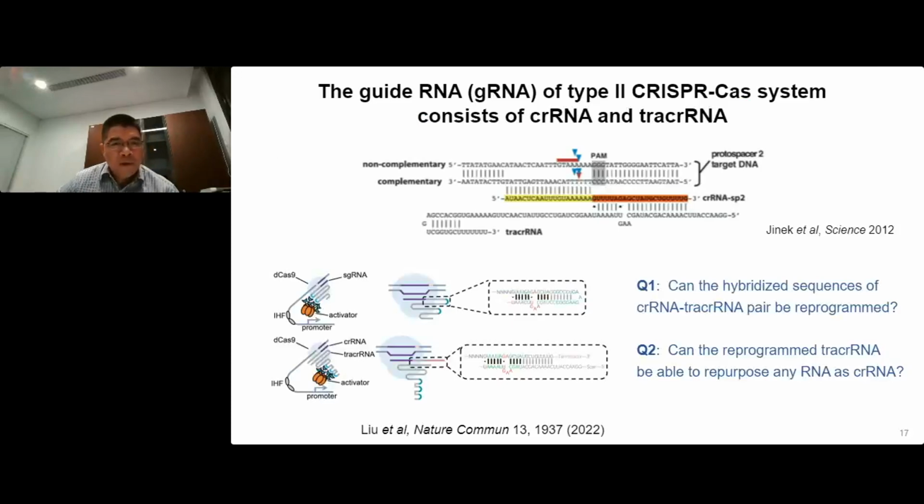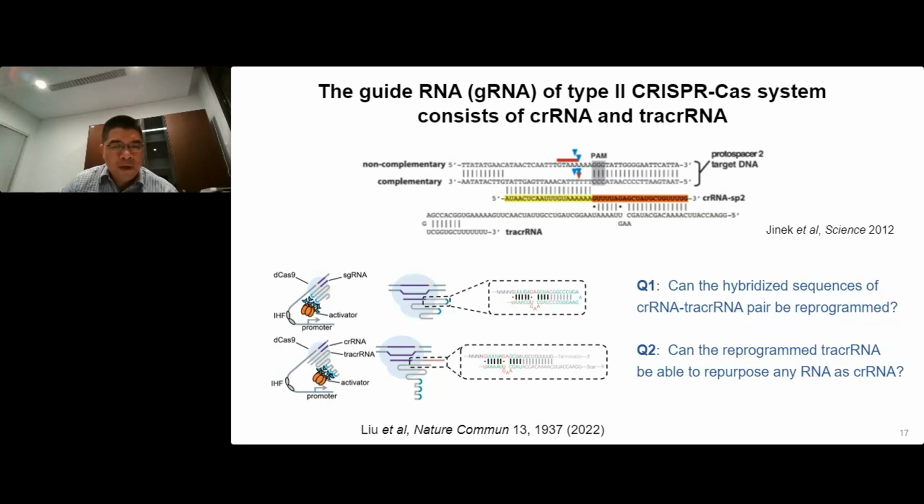We know that in the type 2 CRISPR-Cas systems, the guide RNA consists of CRISPR RNA and trans-acting CRISPR RNA, as this graph shows here. These two guide RNAs, together with the double-stranded DNA, form a triplex complex. In the middle is the CRISPR guide RNA, where the yellow region is the 20 base pair spacer sequence, and the red region is the repeat region that pairs with the trans-acting CRISPR RNA.